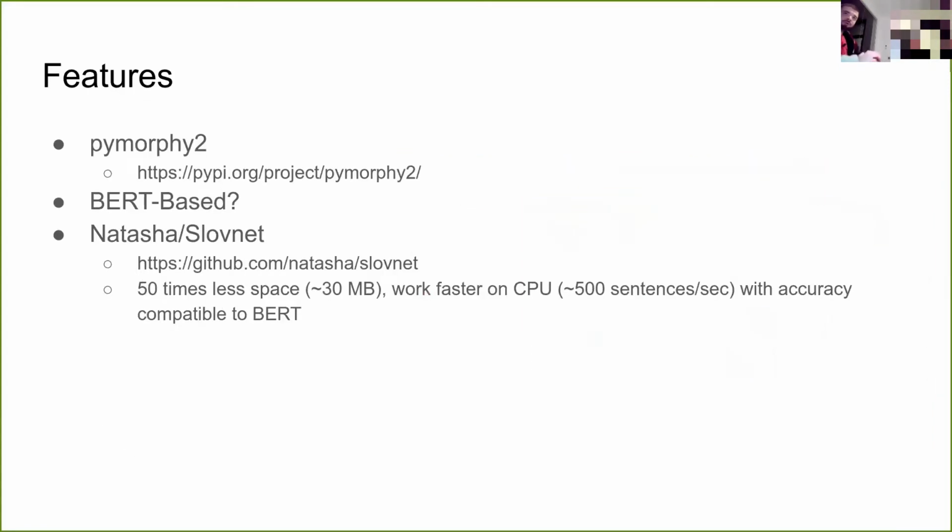Okay, so first, what did we use as features? This is language specific, and we used PyMorphy 2, which is a classical morphological analyzer. It just has a huge dictionary which shows for every word in which form it's used and what is a vocabulary form. And for syntax, it's much more complicated.